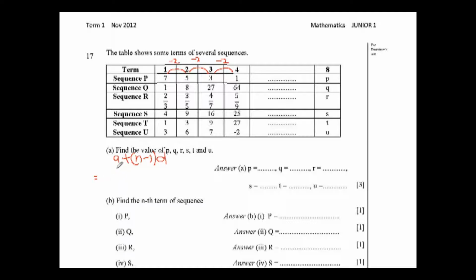So a equals 7, plus n minus 1, and the common difference is negative 2, so we times negative 2. Expand and simplify, we get 7 minus 2n plus 2, which is equal to 9 minus 2n. So the nth term for P is 9 minus 2n.